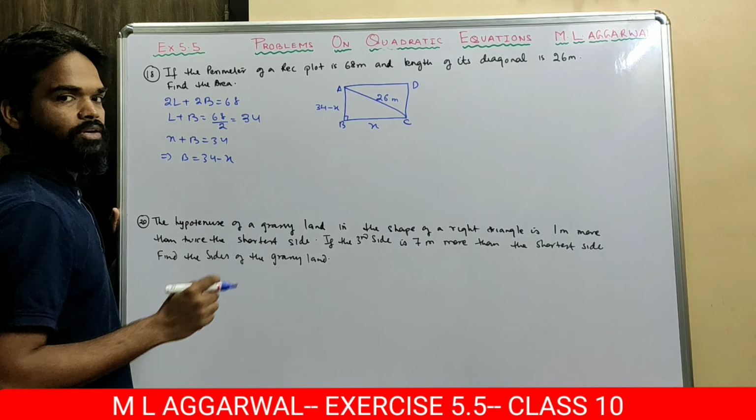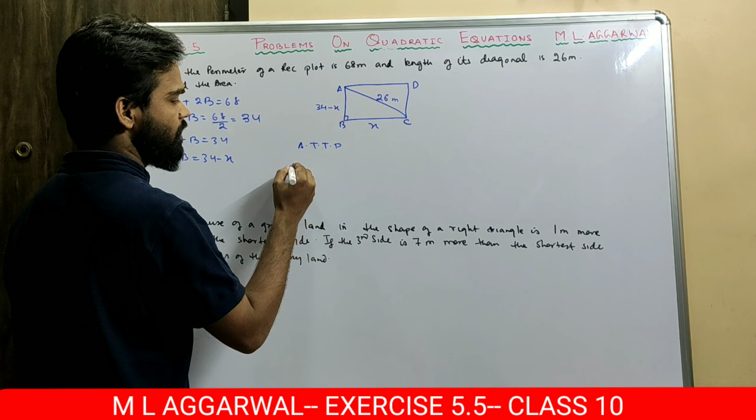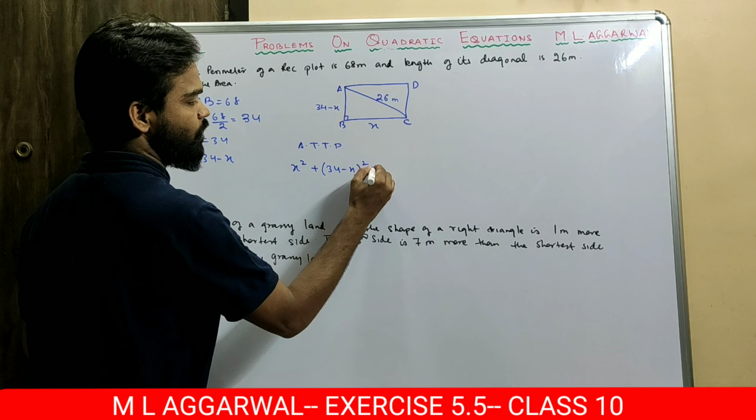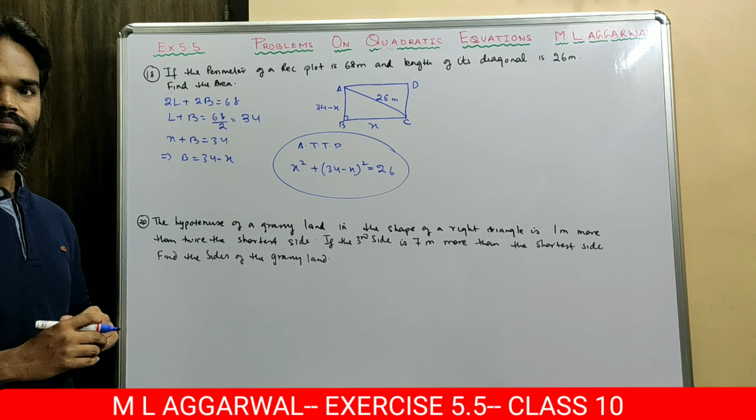Now we can use Pythagoras theorem over here. According to the problem, can I say x square plus (34 minus x) whole square is equal to 26 square? And that's my equation. Done.